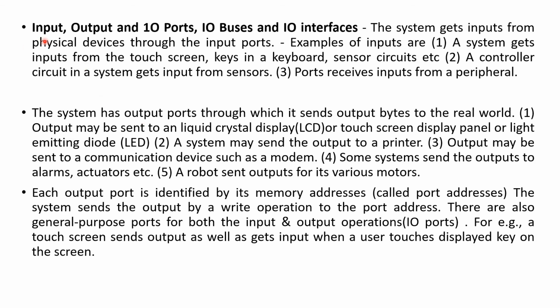Next, we have to look at the section on input and output. We know that obviously the system has to get input by various means, and in order to display the output, it has to interface certain components. Some examples of inputs are given here. A system can get input from a keyboard, a touch screen, or sensor circuitry. A controller will be getting input from its sensors. A serial communication port or parallel communication port, by means of a certain protocol, can also get inputs from a peripheral. And a network card could get input from a communication system.